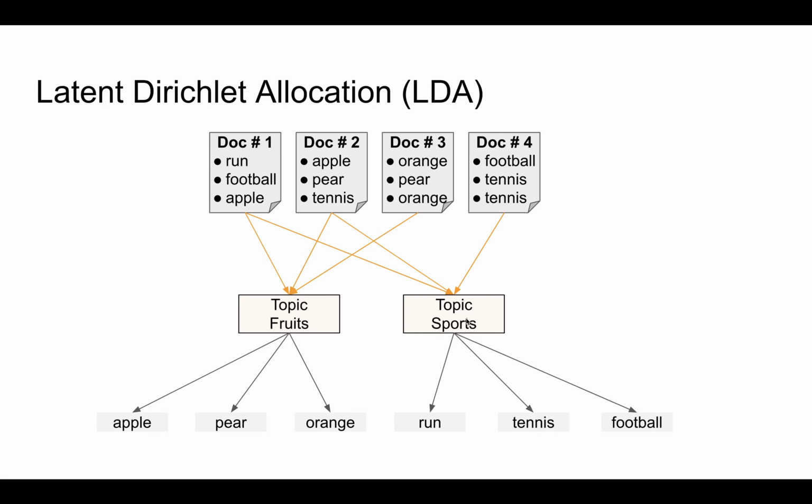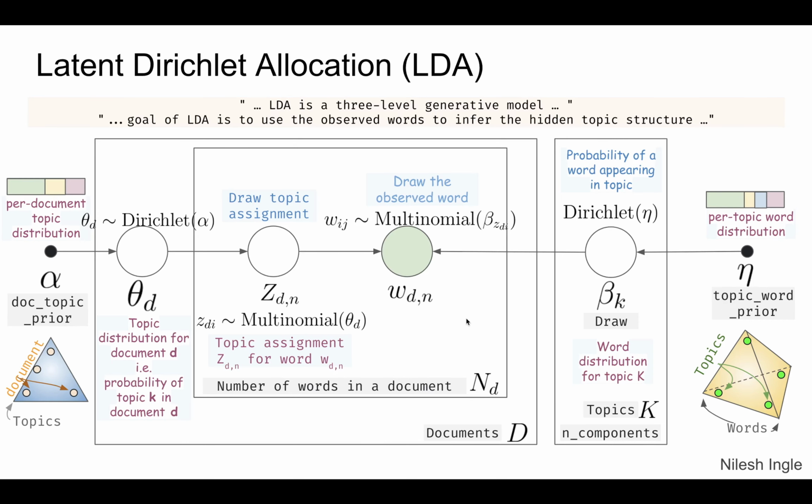Now, if you look in the docs, this is the diagram that is given. I'll try to explain this. I hope I don't confuse you. So the general idea is that you start with alpha and this parameter nu. So this is the per document topic distribution.